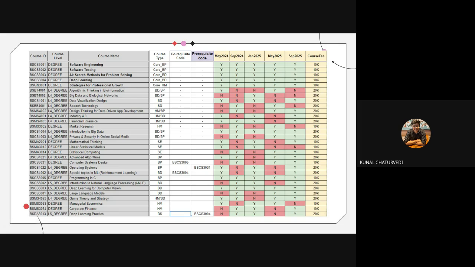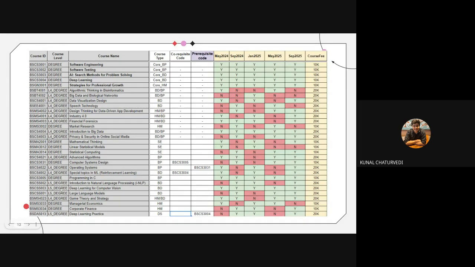The major things which you need to first read are these. The second column is the course level, which becomes very important as you move into the degree level. If it says only degree, it means it is a level 3 course. If it says L4_degree, it means it is a level 4 course.